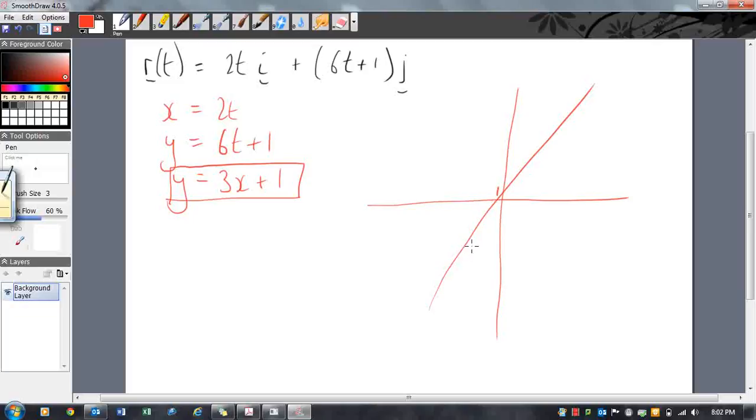If that's 1 there, it's a pretty bad diagram. But if that's 1, in fact, I don't like that. It's going to be steeper. Let's go 1 there. It's going to be sort of steeper than that. 1 there. That's what the path of the particle is going to look like.